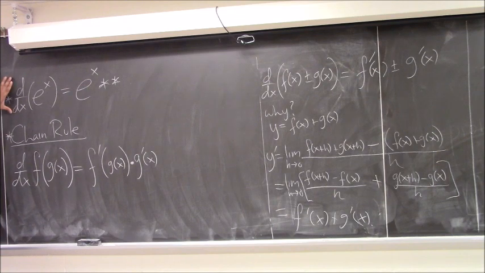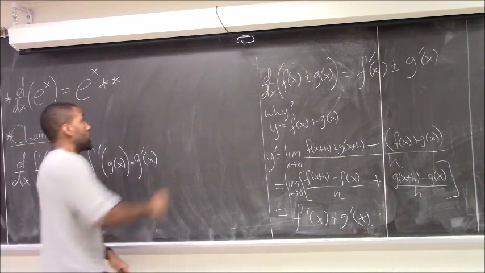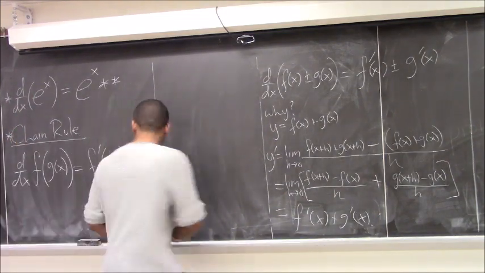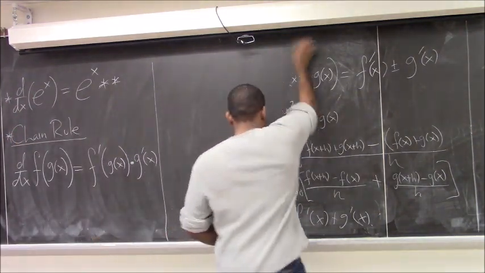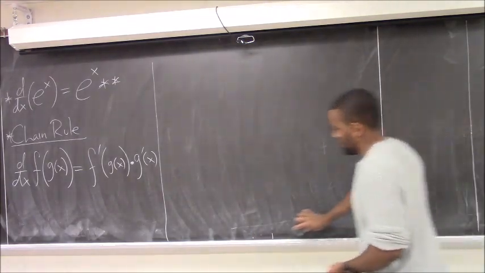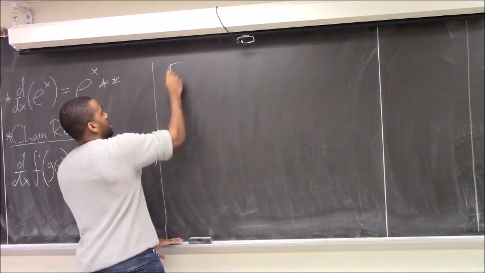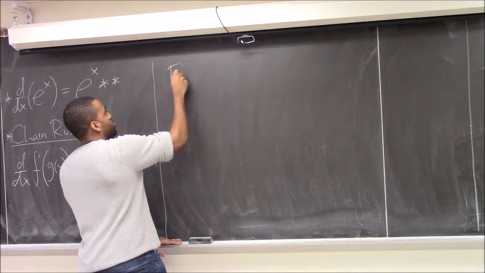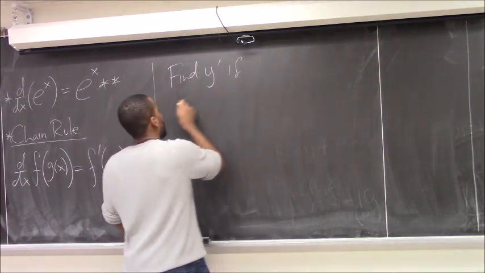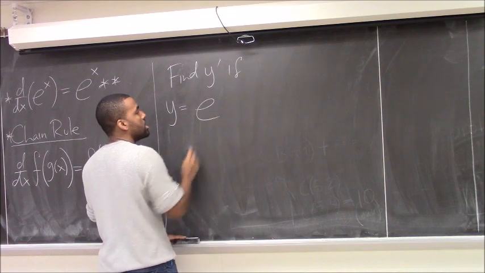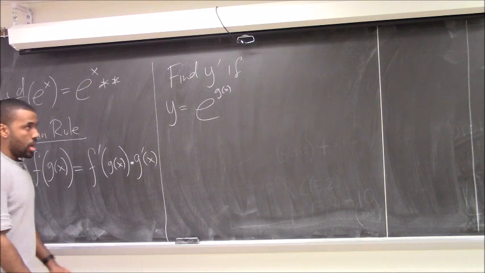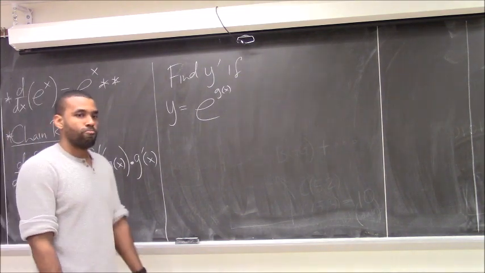I'm going to want to generalize this rule a little bit for you using the chain rule. Let's say I don't just have e to the x, I have e to something else. Find y prime if y is equal to e to some other function, like g of x. How would you find that derivative? e to the g of x.